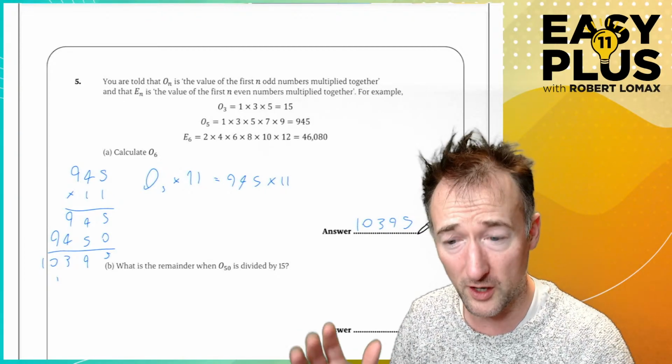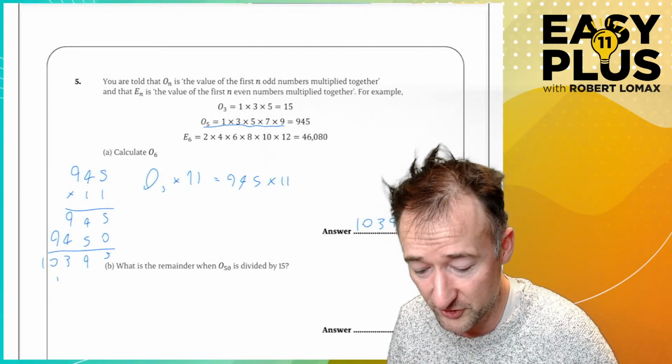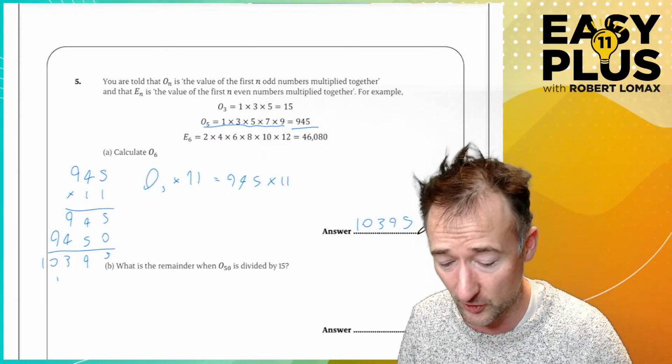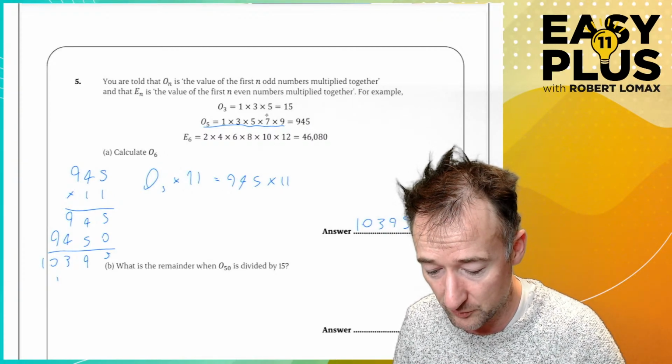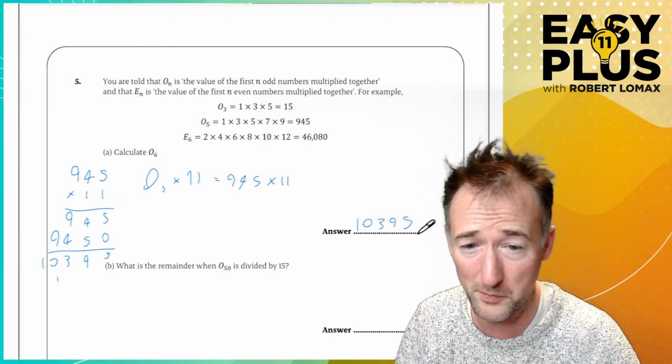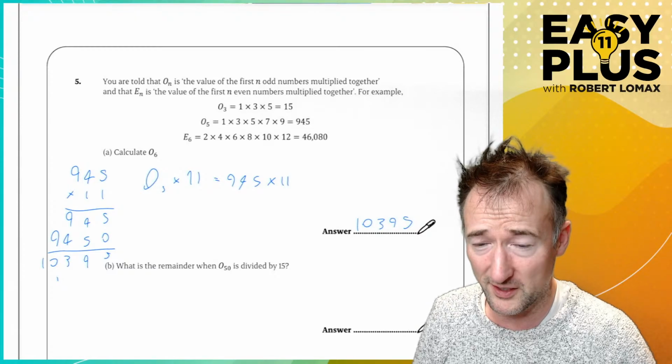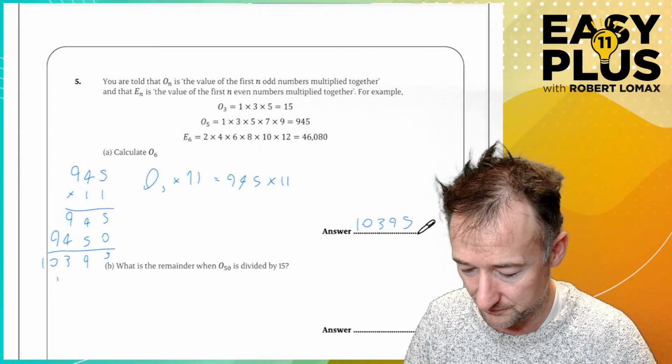So we just took what we were told in the question, that O5 is this. O6 is times by the next odd number. So we just took the answer, 945, and times it by the next odd number, 11. It's actually quite straightforward when you think about it like that, but you just need to be logical.